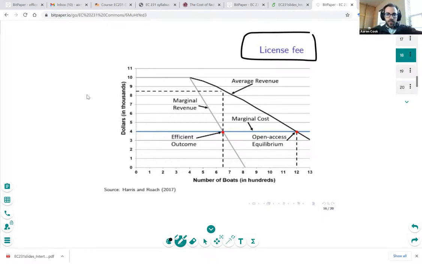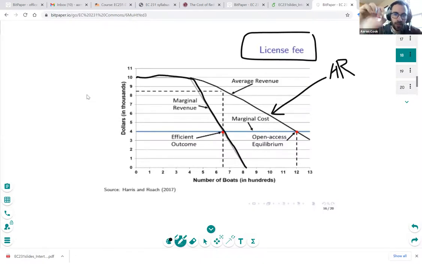So this graph is from the textbook, and this is a useful graph for summarizing what the incentives are under different arrangements. We show here average revenue, which is this black line on top. That's AR. That's decreasing at a particular rate. It's actually a flatter curve than the marginal revenue curve. So the marginal revenue curve is given by this gray line, which slopes down at a steeper rate.